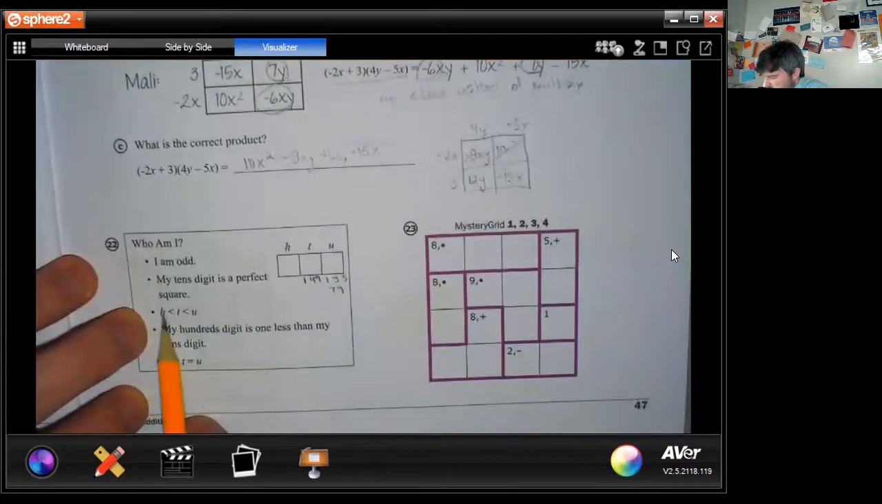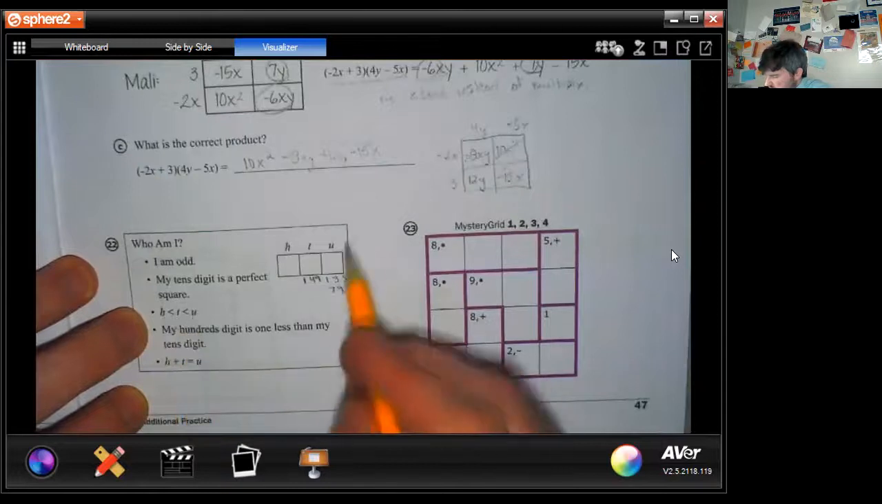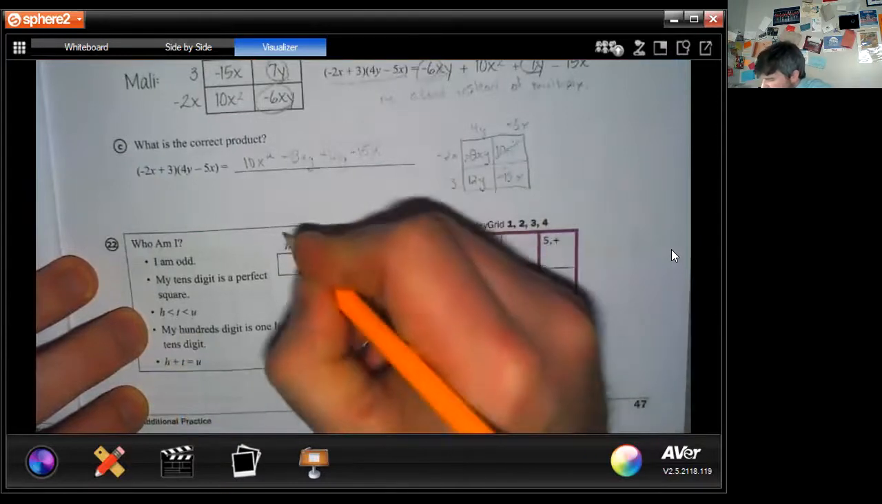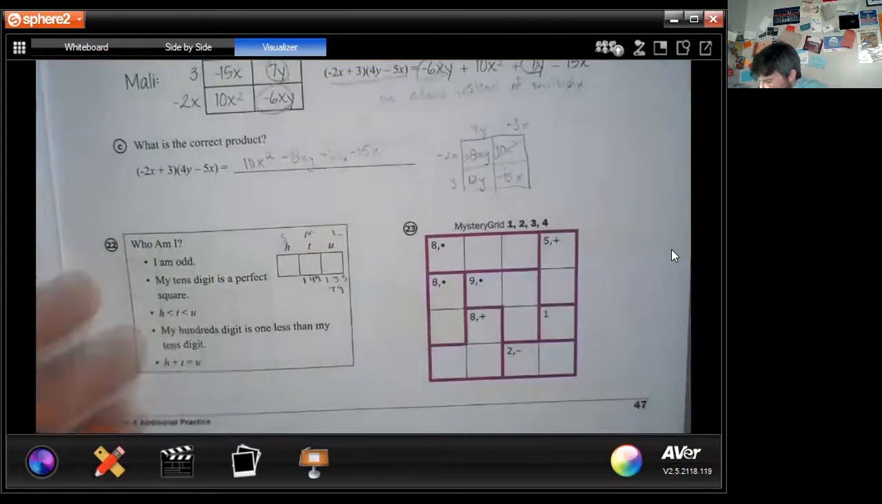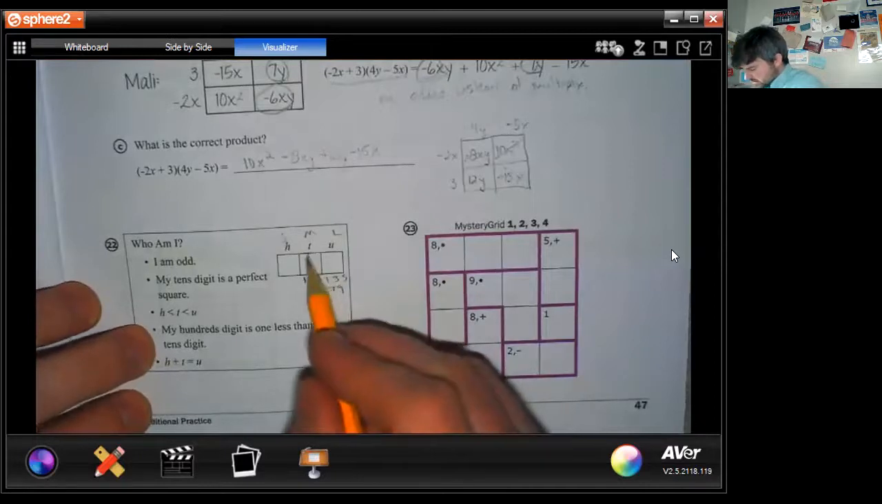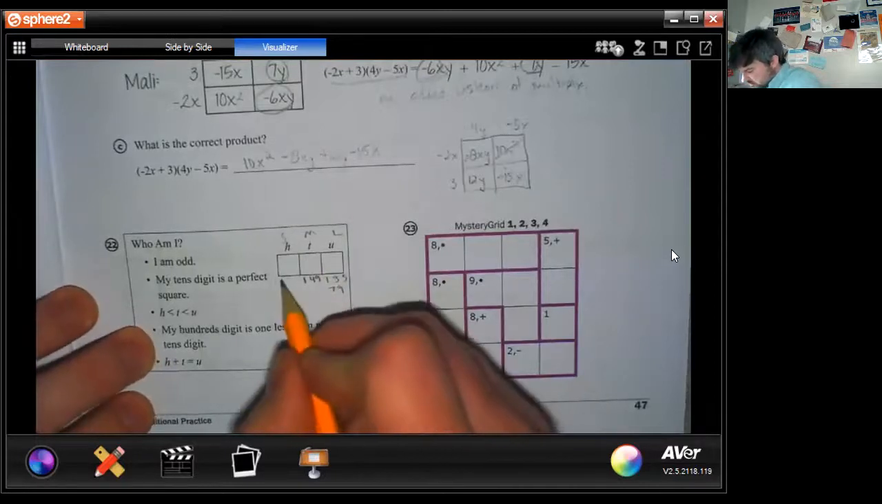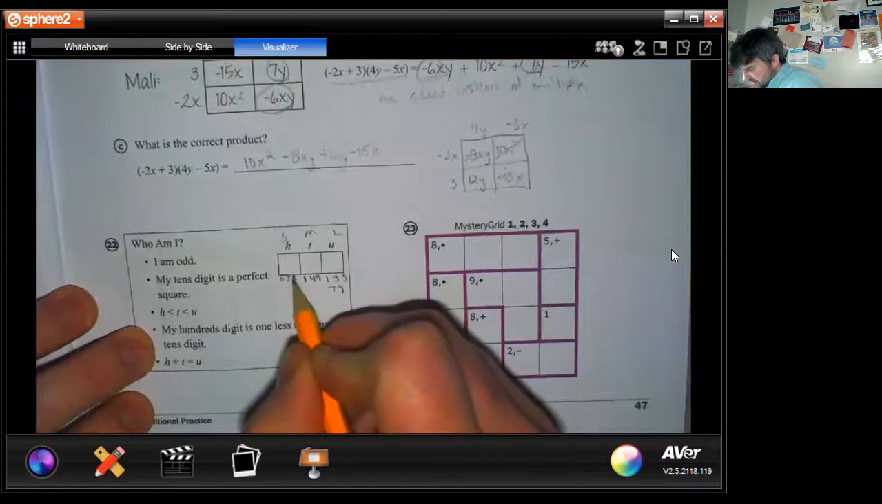H is less than T is less than U. So U is the bigger one. So this is the small, medium, large. My hundreds digit is one less than my tens digit. Okay, so this is either a 0, 3, or 8.